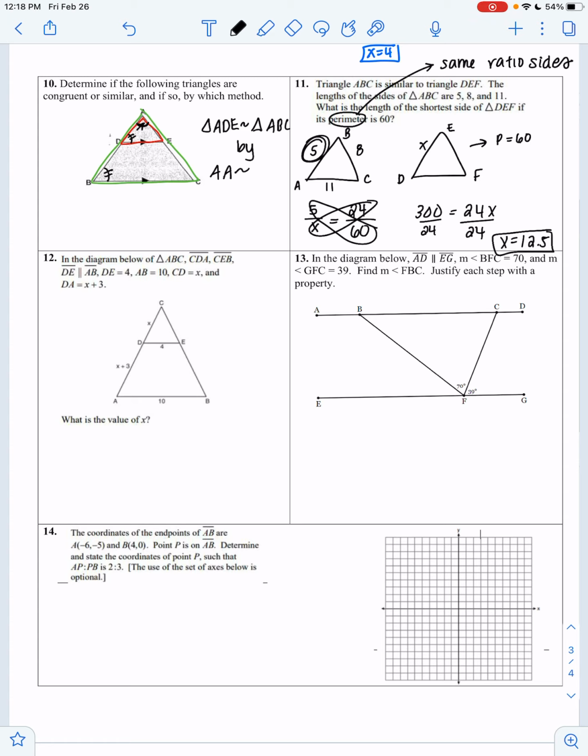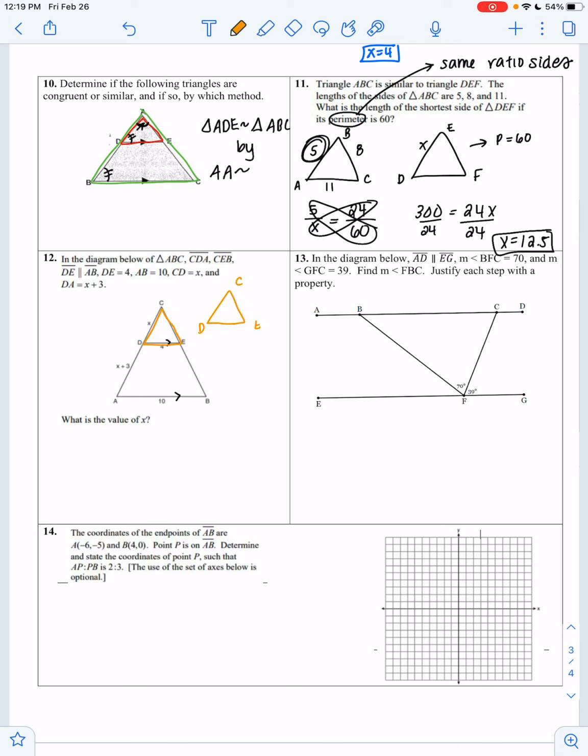In the diagram below of triangle ABC, they're telling us CDA is a line, CEB is a line, DE is parallel to AB, so I should draw that in. DE is equal to 4, AB is equal to 10, and CD is equal to x, and DA is equal to x plus 3. What is the value of x? Again, we've been doing similar triangles for so long, so some of you guys might not need to redraw the triangles, but I'm still going to do that for me.